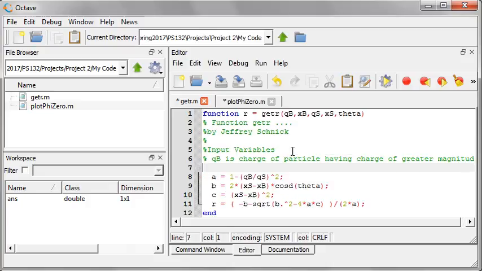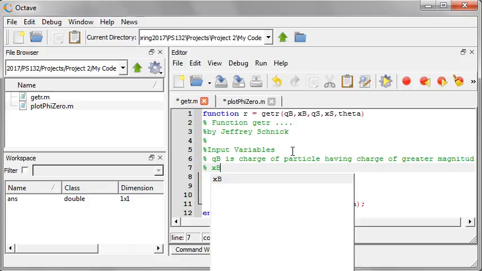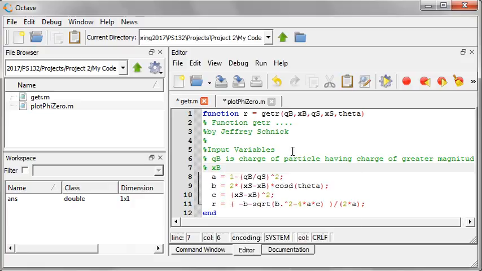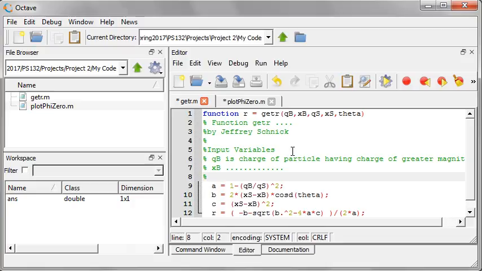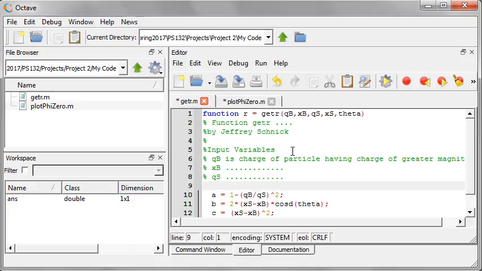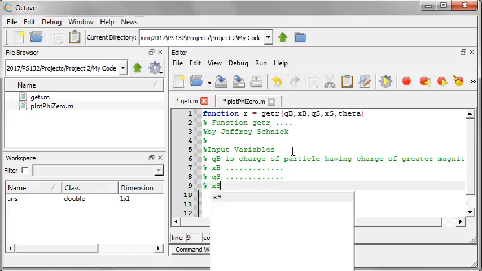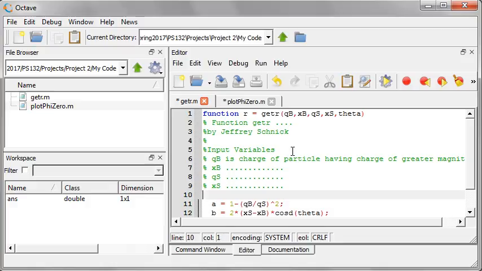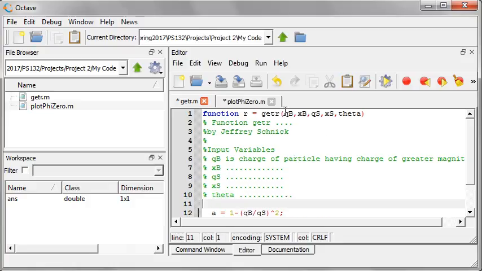And then you gotta do XB. It's the position of the particle having the charge of greater magnitude. And so go ahead and write that all out and do the same thing for the other input variables, QS, XS. So this is your job. I'm not going to do it all for you. I think you know how to do it now. In theta, just help you identify what the input variables are, but it's pretty obvious.